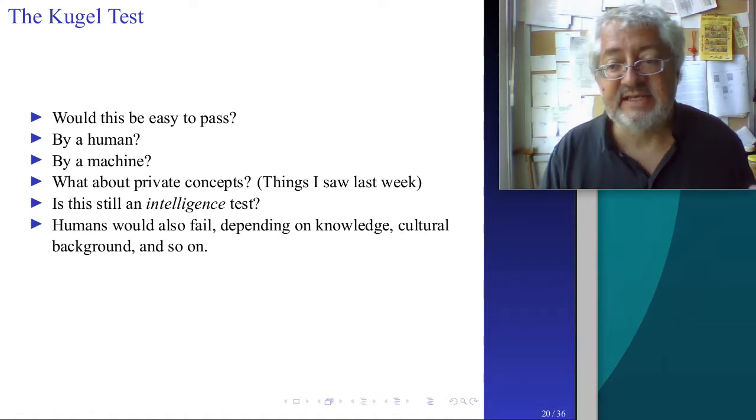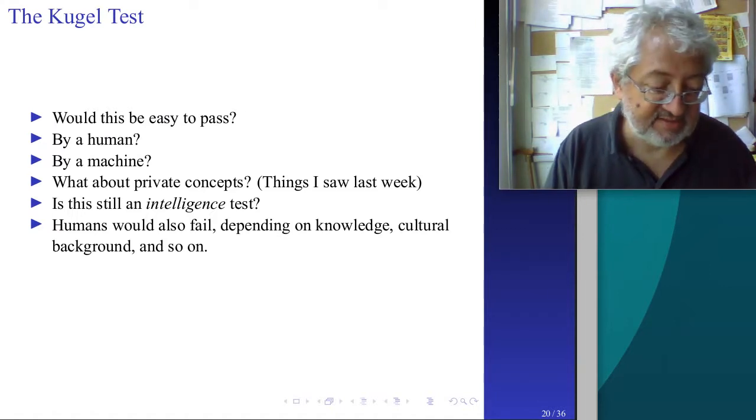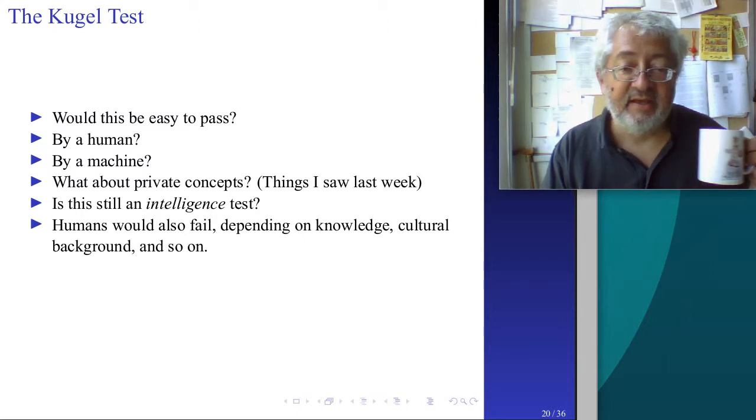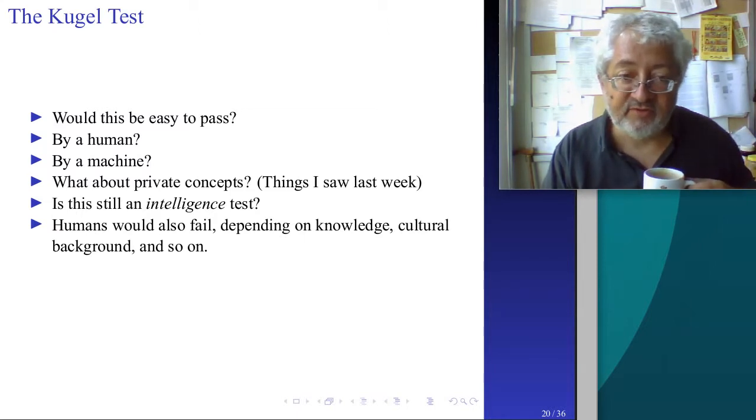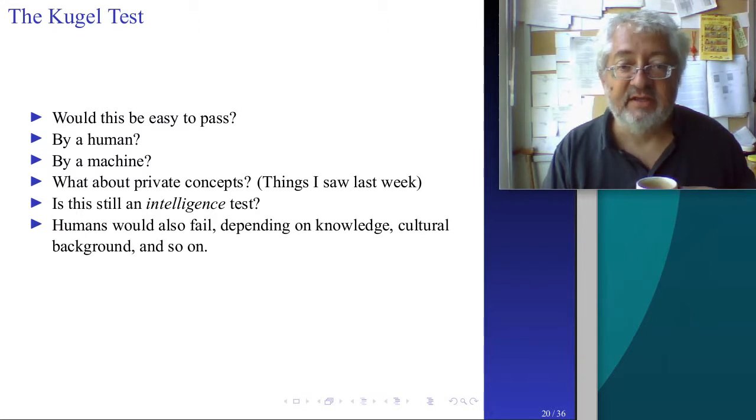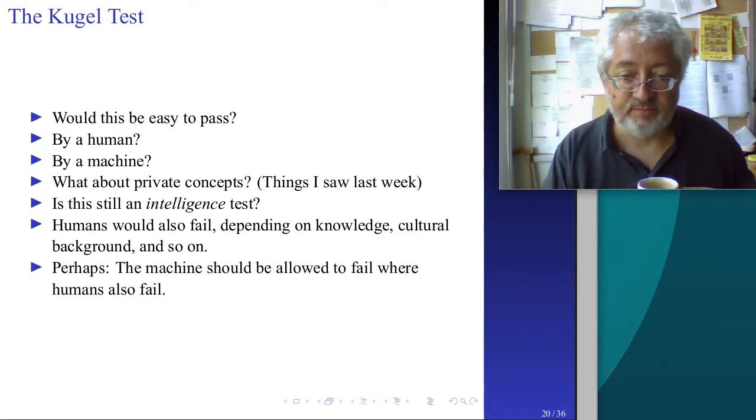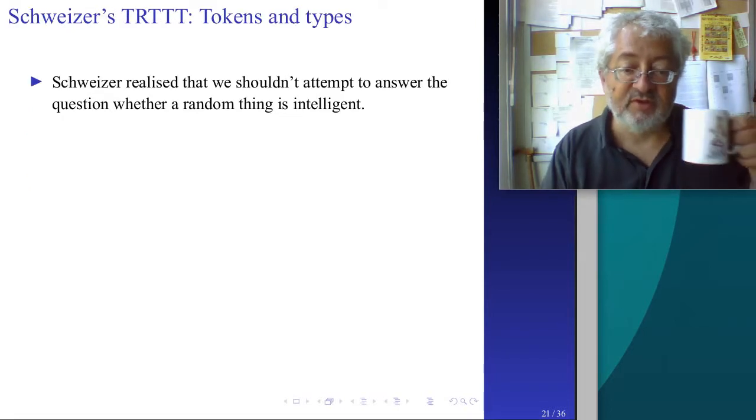So this is a very difficult test to pass for anyone. It's probably therefore not usable as an intelligence test for machines because it is just too difficult to pass. So perhaps the machines then should be allowed to fail where humans also fail.